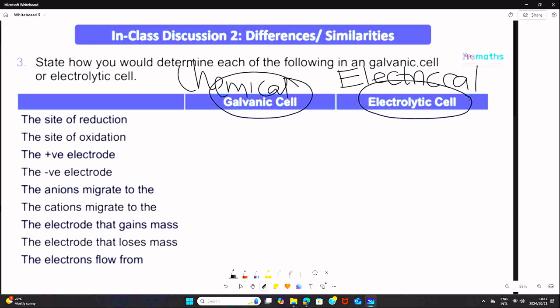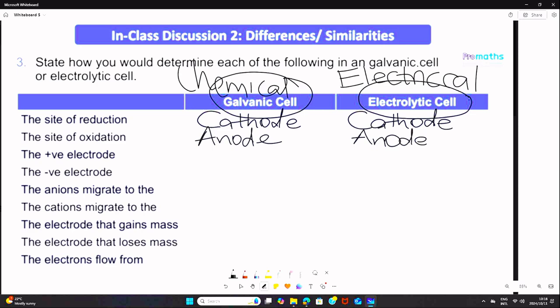Now, the principle for these cells remains the same. Where is the site of reduction for a galvanic cell? Reduction takes place at the cathode. Remember, the cathode is where reduction takes place, and in an electrolytic cell, reduction still takes place at the cathode. The site of oxidation for the galvanic cell is the anode, and also for the electrolytic cell it is the anode.